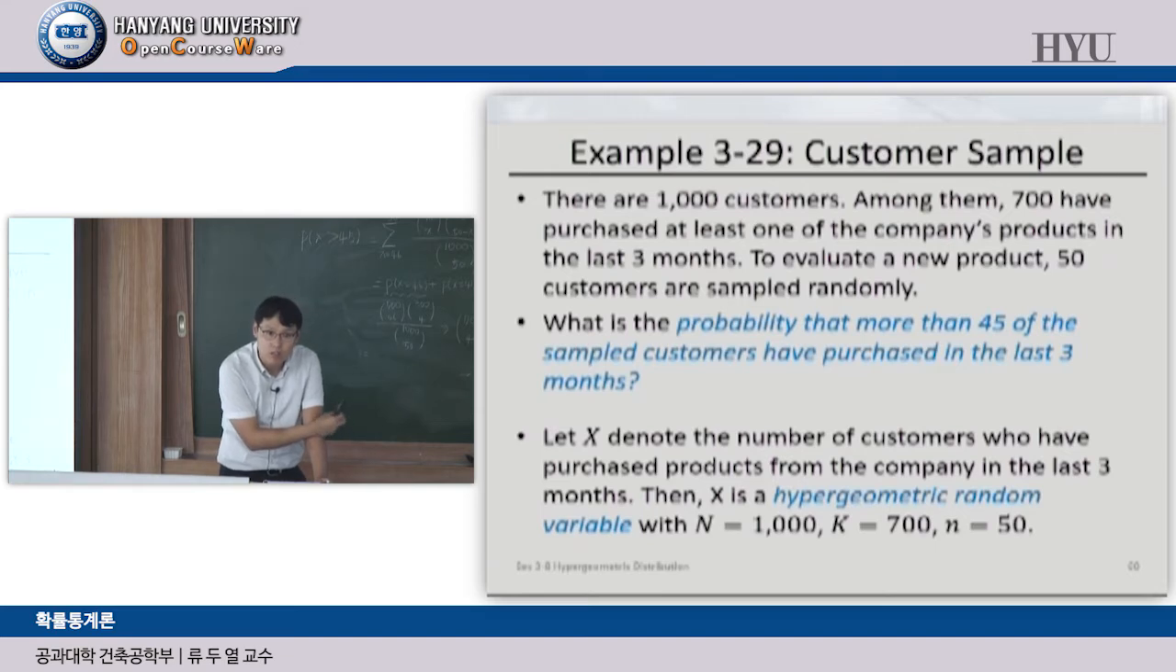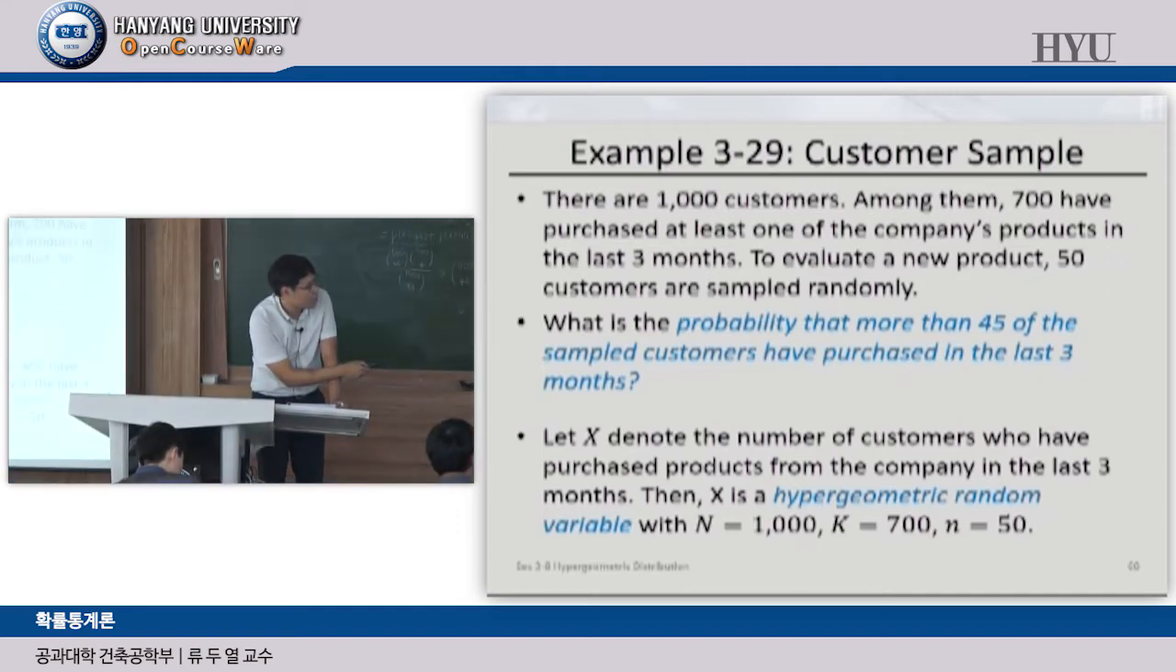So we can simply use the binomial distribution concept. Why? Large N is equal to 1,000 and small n is equal to 50. So in this case, large N is much larger than small n, right?